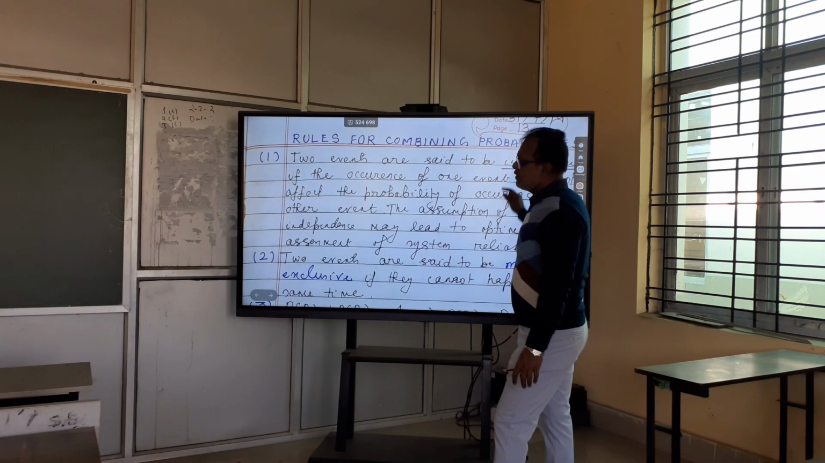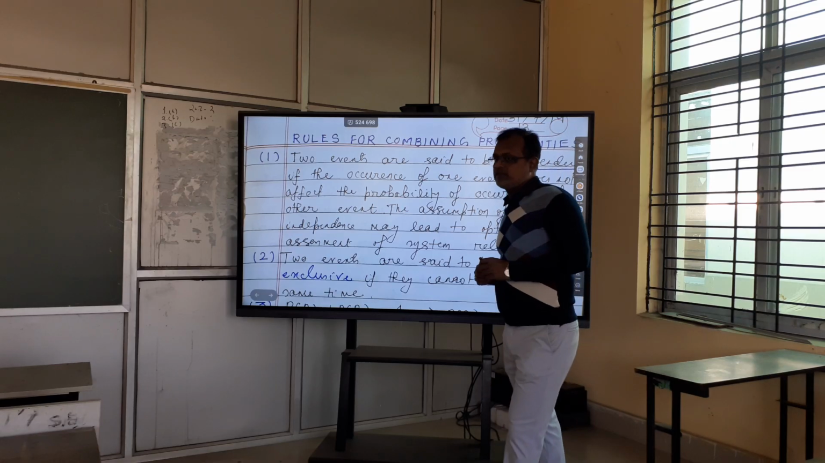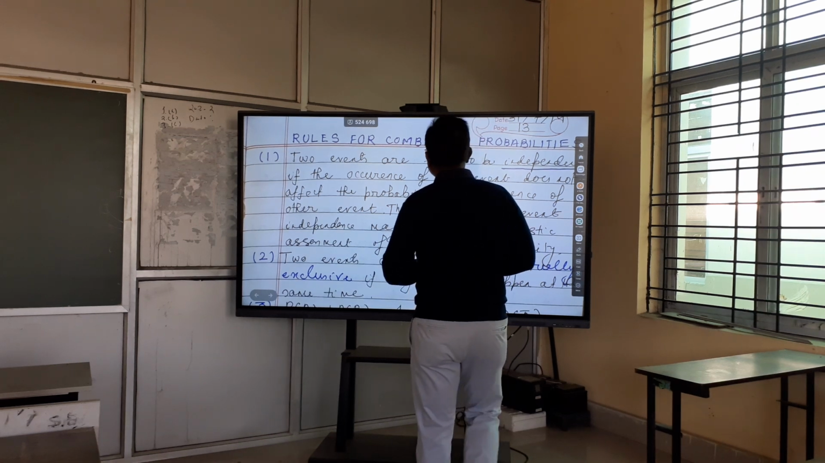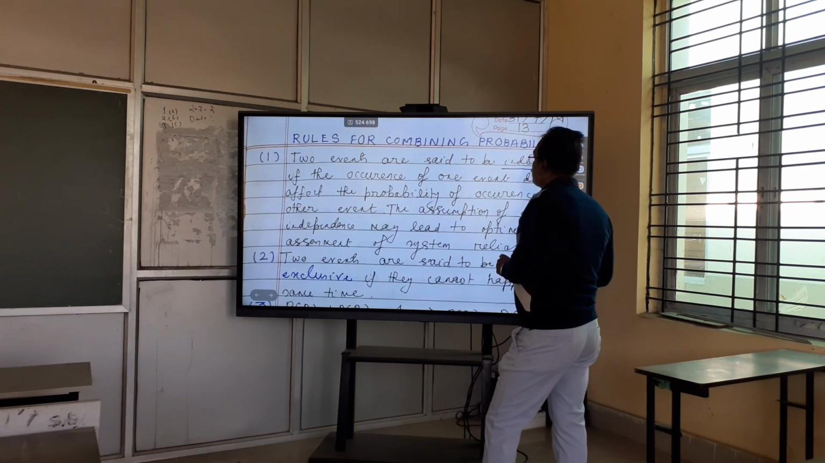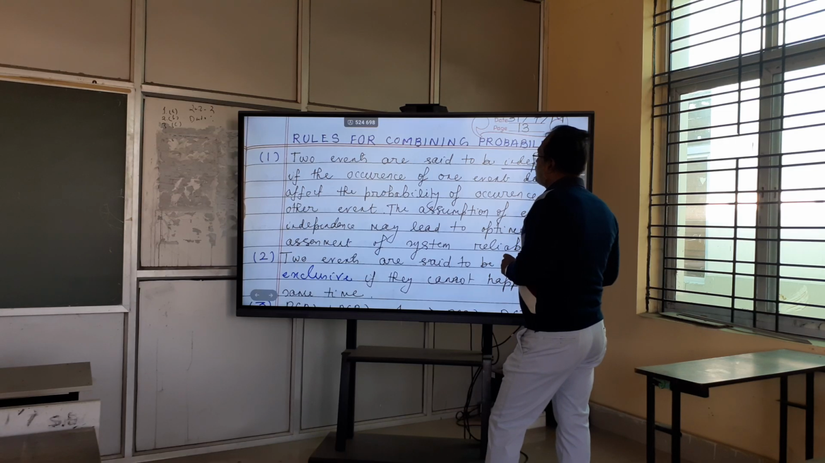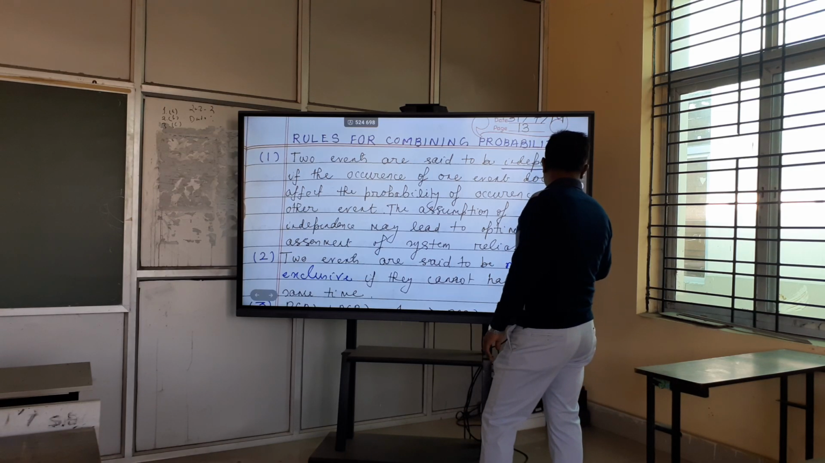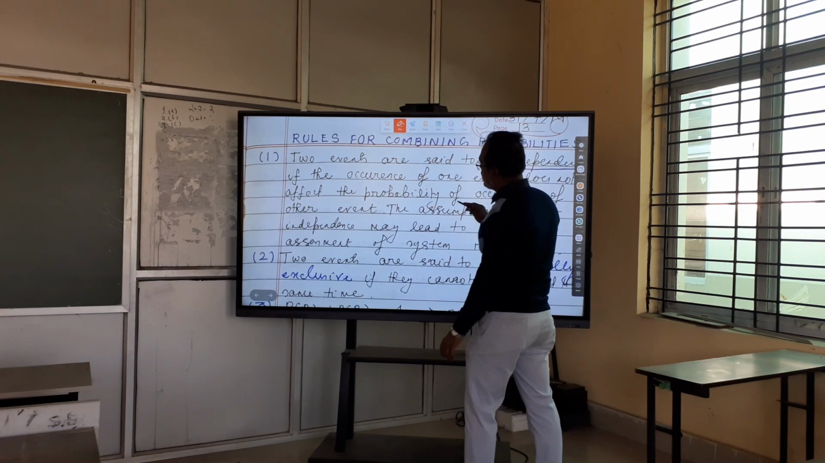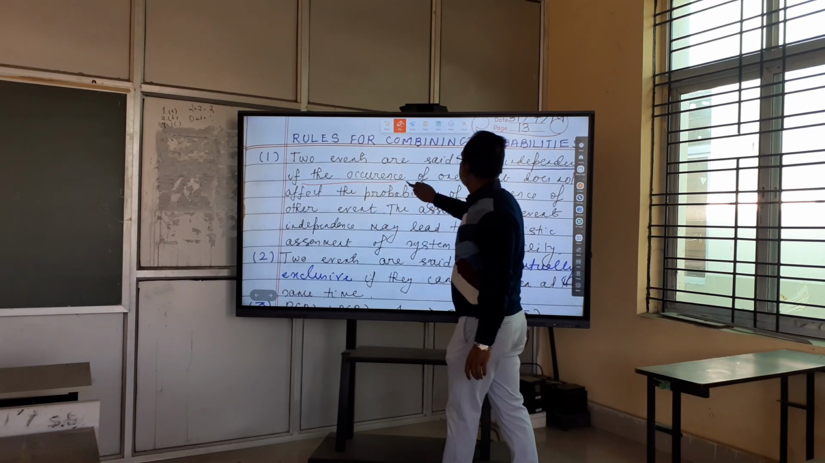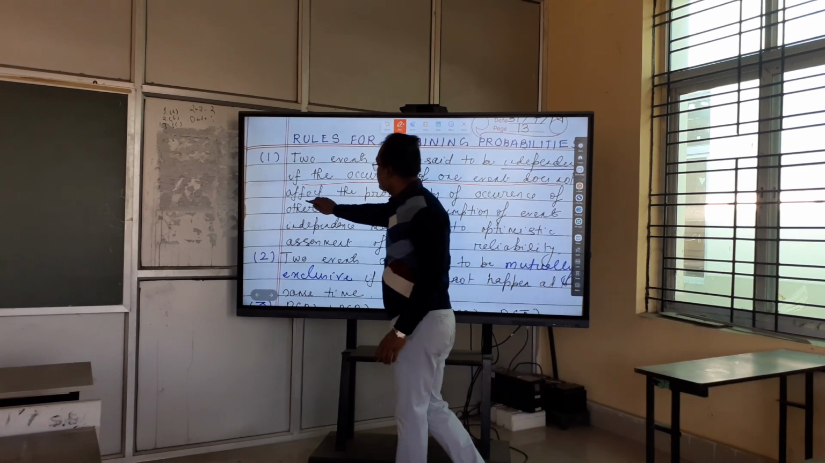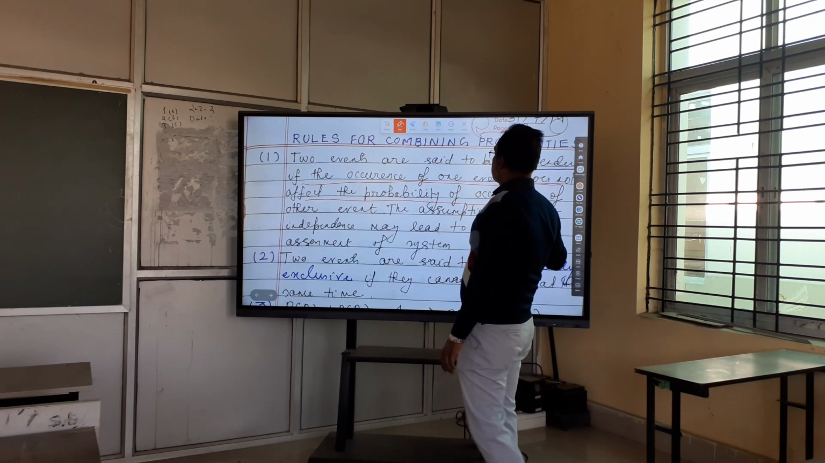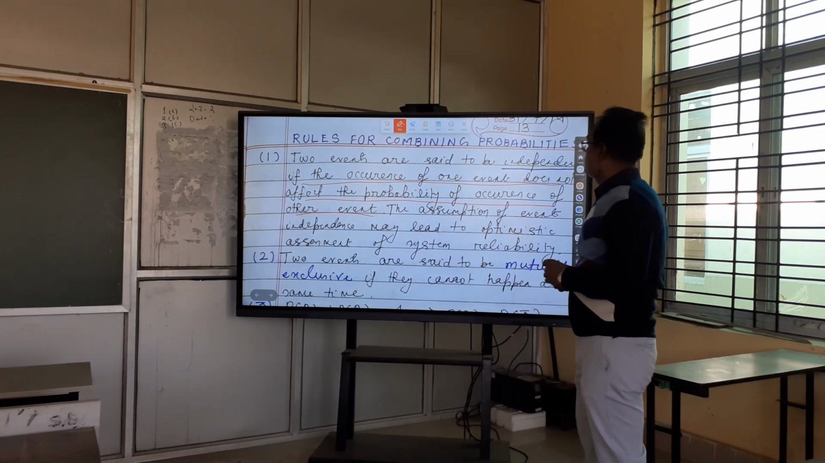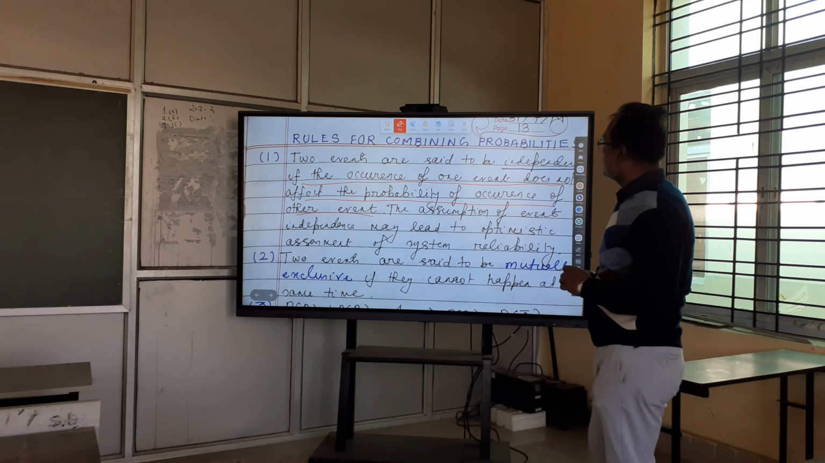independent events. Okay, fourth point is independent events. So two events, probability, when they are said to be independent. Two events are said to be independent if the occurrence of one event does not affect the probability of the occurrence of the other event. Write down, this is the definition you write.